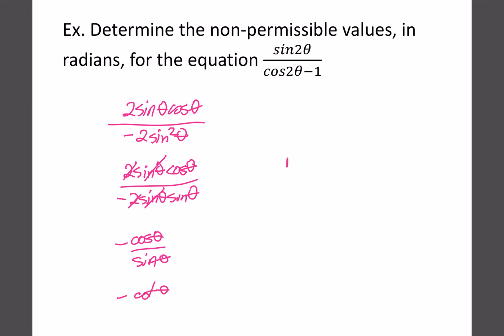But when we're doing our non-permissible values, let's do it from this stage before we cancel. So all we have on the denominator is sines for both. For sine, our angle can't equal values where sine is equal to 0, and it doesn't matter because they're both 0. So we would get 0 and 180. So we just write our answer as 180n. This one's in radians, so let's put it as pi n. And that's it.